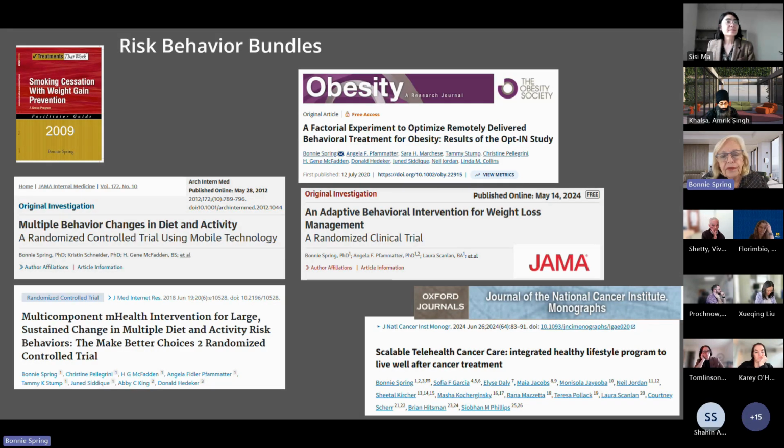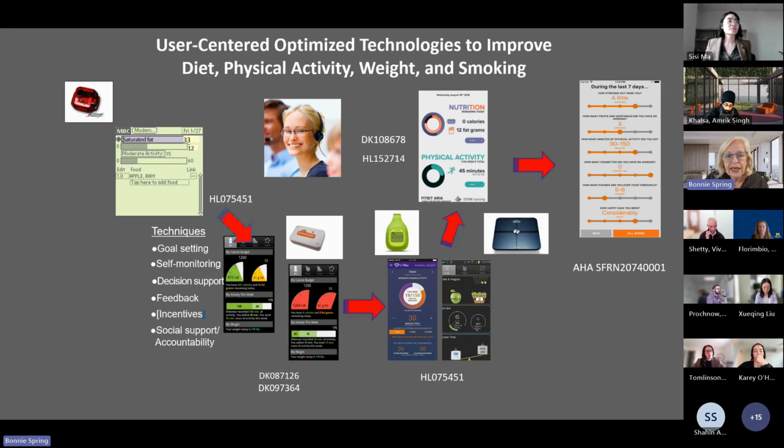So these are some of the things that we develop treatments for. I was particularly interested in the fact that they don't travel alone. They tend to travel in bundles. So we did studies trying to target multiple dietary and physical activity risk behaviors at once. And we used mobile technology in these interventions to help people track and to be able to treat them at a distance. We then did the weight loss studies that I've just told you about. And then we went on to try to get our cancer work scaled.